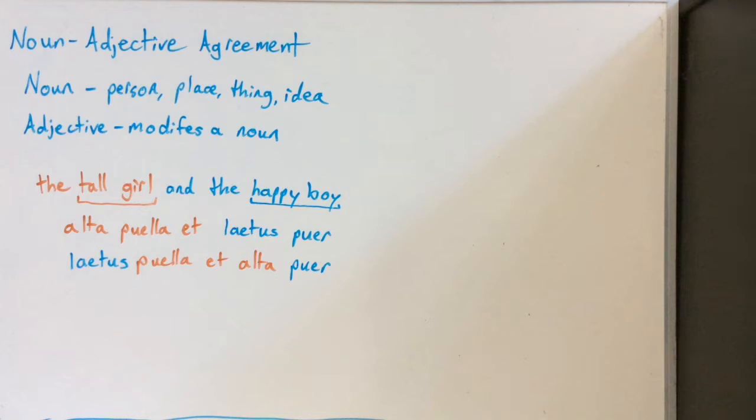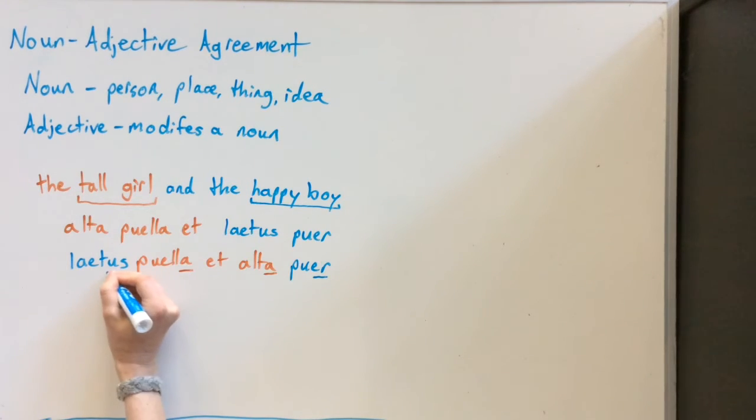So the reason that we can tell these words go together, even when they're not next to each other, is because of noun-adjective agreement. And the way noun-adjective agreement works is that the adjective matches the noun it's modifying in all of its attributes, both case, number, and gender. We can see that with the matching endings alta puella. But even though the endings don't match, puer and laetus are both masculine, nominative, and singular. Now let's break that down a little bit more so we can see how it works.